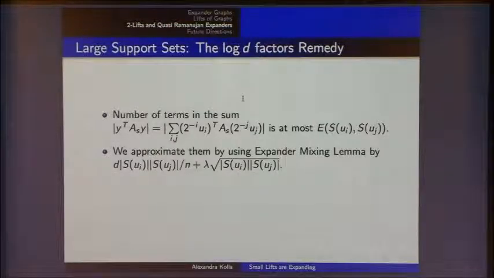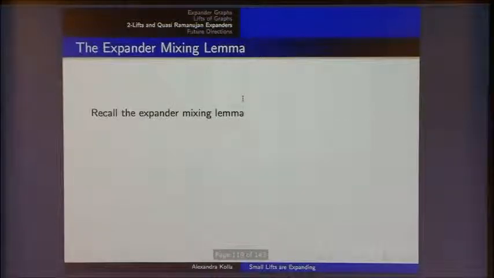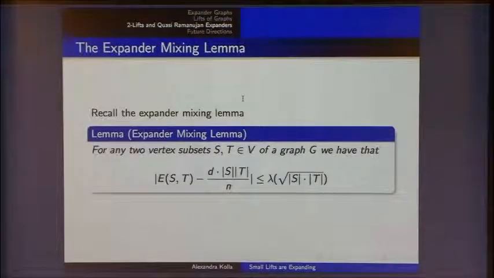And let's approximate them using the expander mixing lemma. So now we'll use this as a bound on the number of terms in the sum. And just to remind you, probably all of you know, this is the expander mixing lemma. It argues that for any graph, the number of edges between any two subsets is close to what happens in a random graph, and close is governed by lambda.